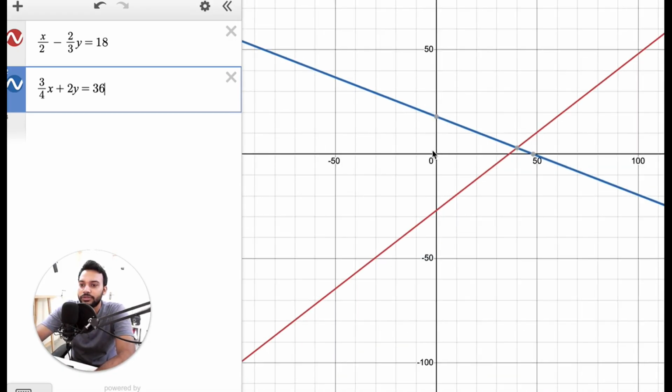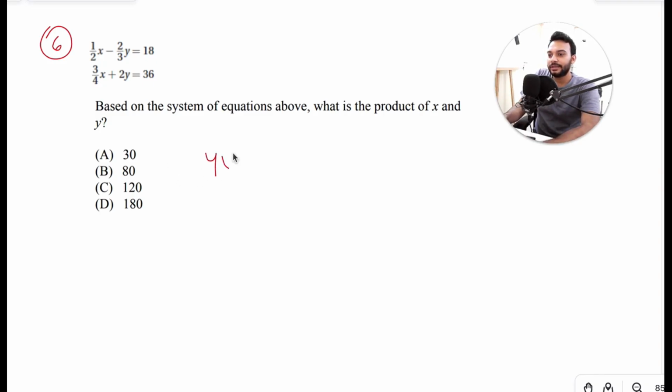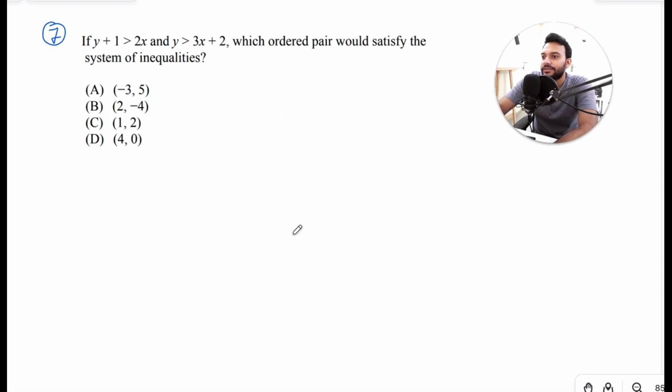Let's zoom out and see where they are intersecting. 40, 3. So the product is 120. Let's go back. So the product, 40 times 3, is 120. That's the answer. Option C. Next one.